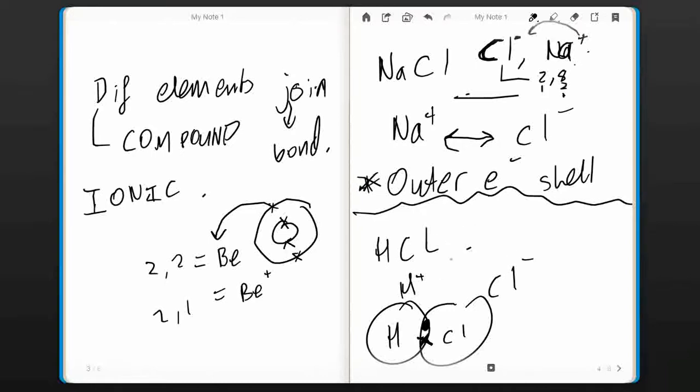Now, hydrogen doesn't actually form these, so it doesn't form H+, it doesn't form Cl-, because nothing happens. The electrons don't transfer, they just get shared, and that is covalent bonding. And you just have to remember which ones do covalent bonding and which ones actually do ionic bonding.